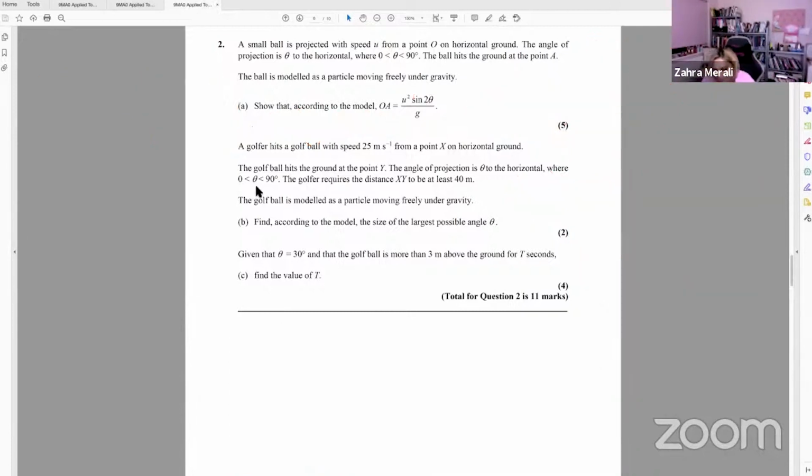Okay, next bit. A golfer hits the ball with a speed 25. Okay, so we now know that U equals 25. We require OA to be at least 40. So we've got everything we need to be able to answer this question. So we can say 25 squared. So even if you didn't get A, use it. They've said it, so you're using what you found. Sine 2 theta over G, and it has to be at least, so greater than or equal to 40.